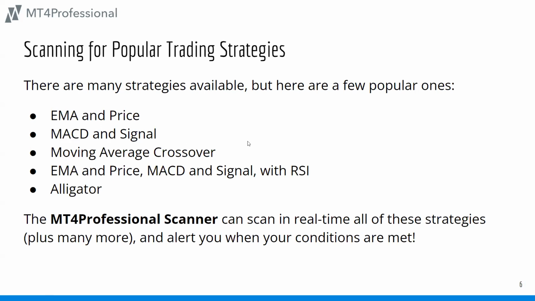You have moving average crossovers where you're looking at two or more different moving averages that interface with each other, and you want to know when those cross. Or you've got a combination of strategies where you're looking at an overbought or oversold condition that's verified by a directional change, or where you've got pure price change relative to an EMA. And so all of these can work together within a scanner. You just got to know how to set them up. So the MT4 Professional scanner can scan in real time all of these strategies and alert you when the conditions are met for a potential trade.